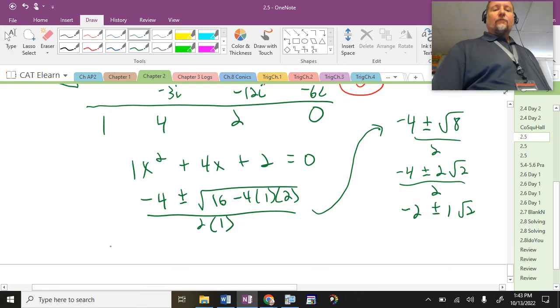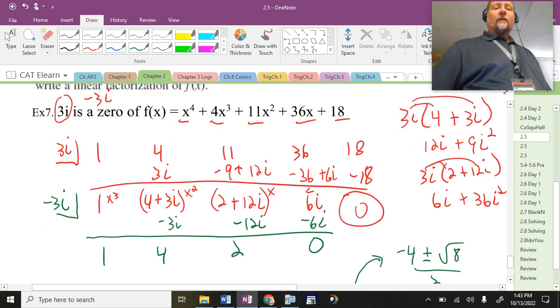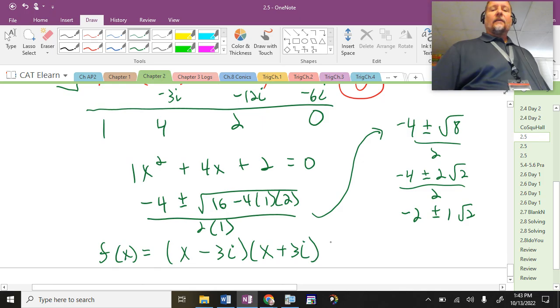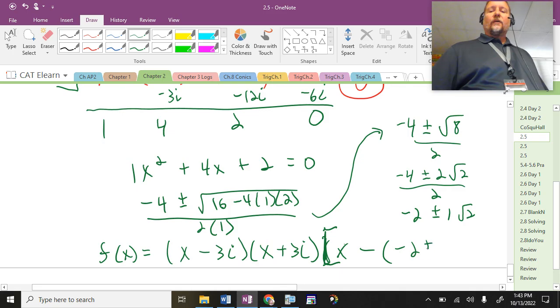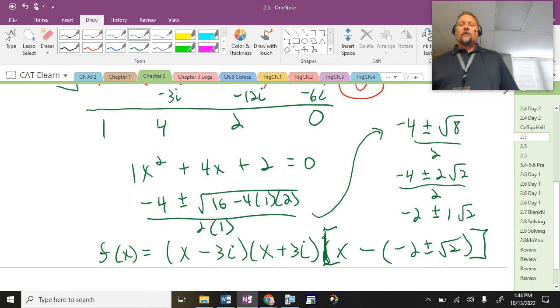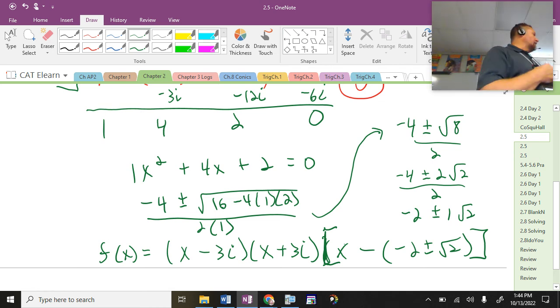And then to write a linear factorization, this is what we could do. F of x equals, it was just 1x to the fourth, right? Linear factorization would be x minus 3i. I guess we could have done plus minus because I'm doing that on the last one. Plus 3i. And then let's be lazy. Let's put a bracket and then do x minus parentheses negative 2 plus or minus root 2 because they asked me to. So I found the zeros. To write a linear factorization is one more annoying step. That's why I don't care about writing the minus 2 zeros at once on the last thing.